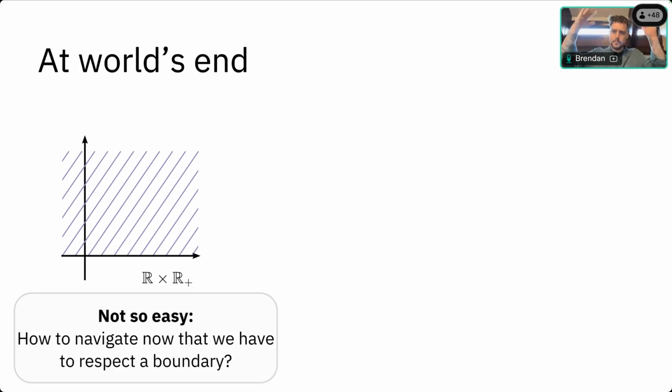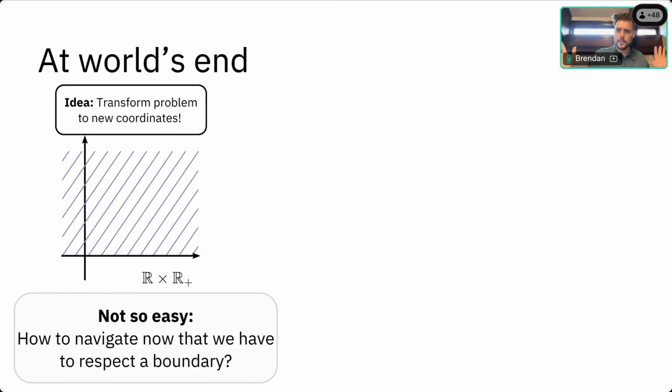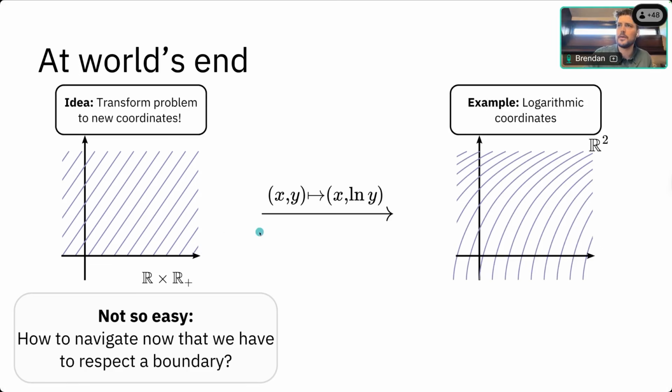Look at the upper half plane of R2. We need some way to navigate the upper half plane. The simplest thing one could think of is just to transform to new coordinates. Somehow we know how to navigate R2 perfectly well. So if we transform this upper half plane, we can map it into R2, and then we can discretize or whatever we want over here, and we'd have to maybe map back.